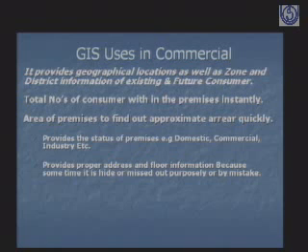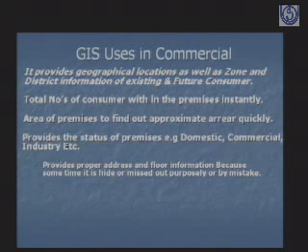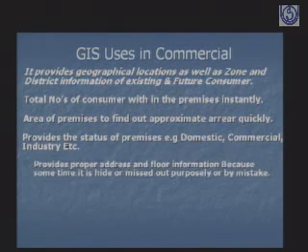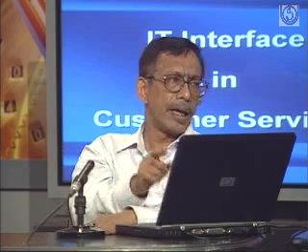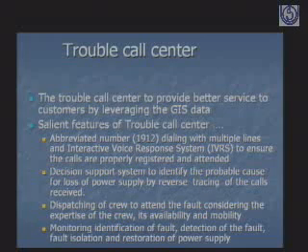Areas of premises to find out approximate area quickly. Provide the status of premises, that is domestic, commercial, industry, etc. Provides proper address and floor information, because sometimes it is hidden or missed out, purposely or by mistake. If it is a market, exactly how many customers are there, what the information of the customers is, it can easily be found out. It can be integrated with the trouble call center.